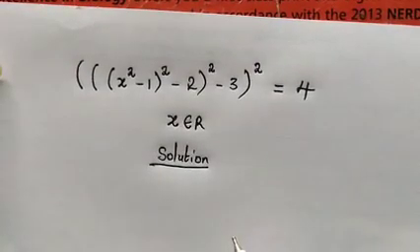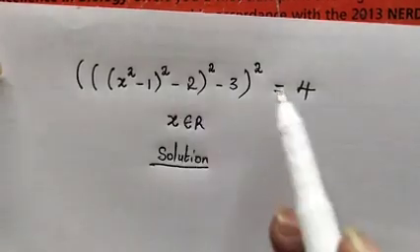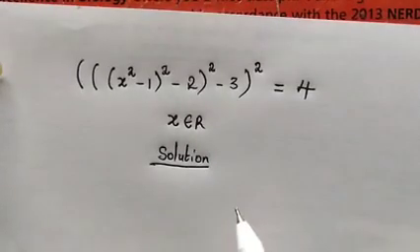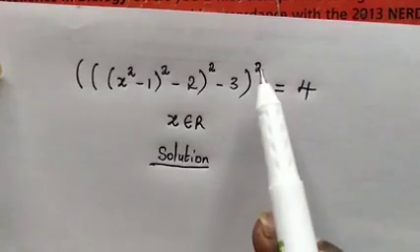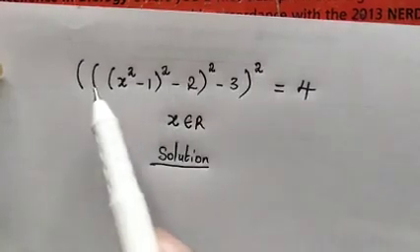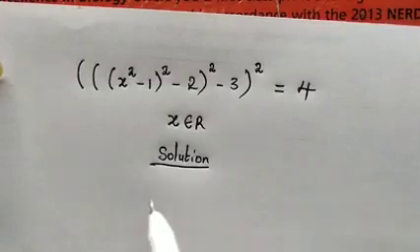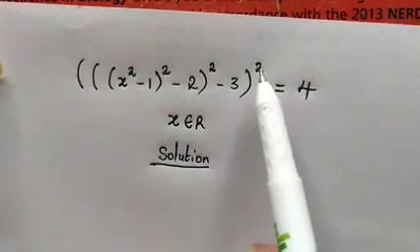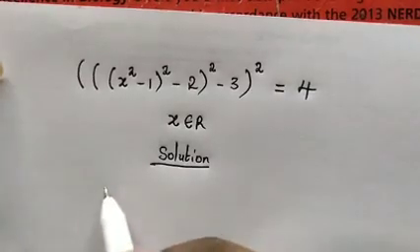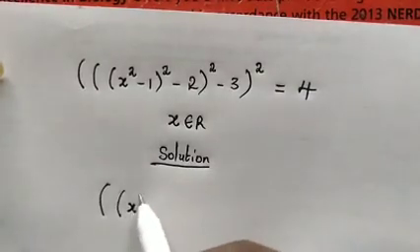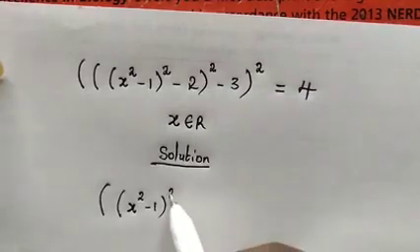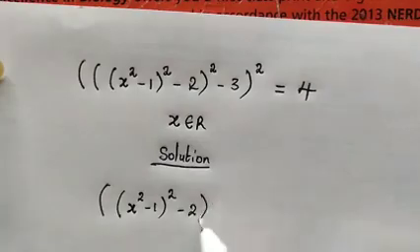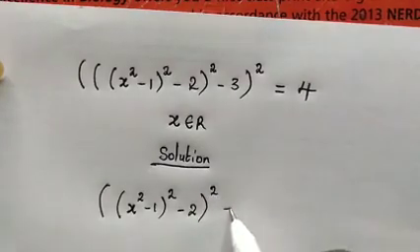Today we have this interesting Oxford entrance exam question. And we're going to solve for the real values of x that will satisfy this given equation, right? So let's get started. As you can see, we have a square here. So if you take the square root on both sides of this equation, the square root will get cancelled with this square, leaving us with only (x squared minus 1) whole squared minus 2 squared, then minus 3.